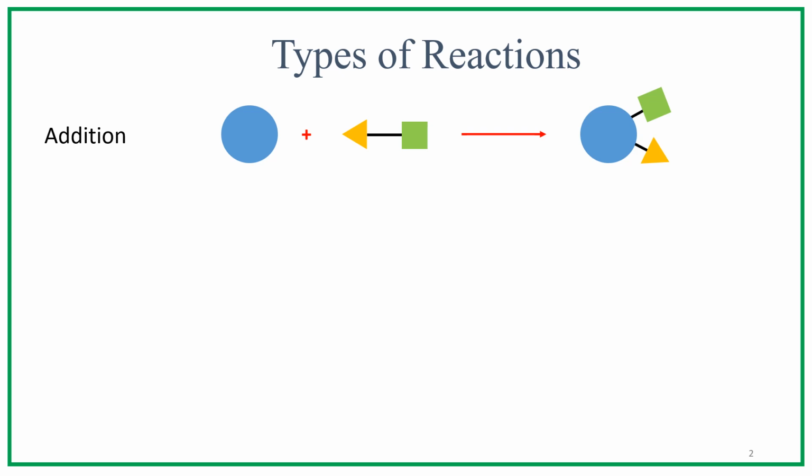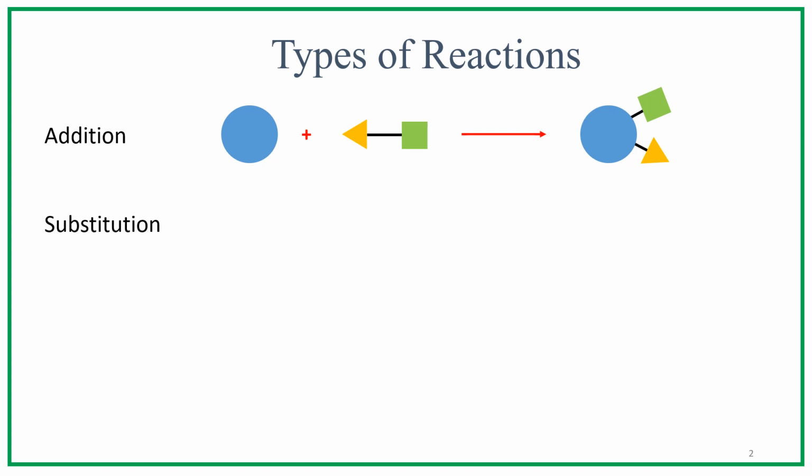Think of this circle as one molecule, and the triangle and square combined represent another molecule, and they react with those two molecules to form this circle combined with square and triangle. So this type of reaction we call addition. In addition, the square and triangle combine to one molecule. So this type of reaction we call an addition reaction.